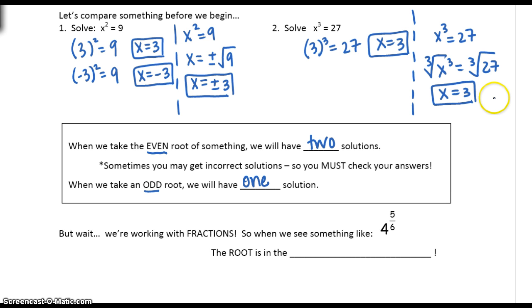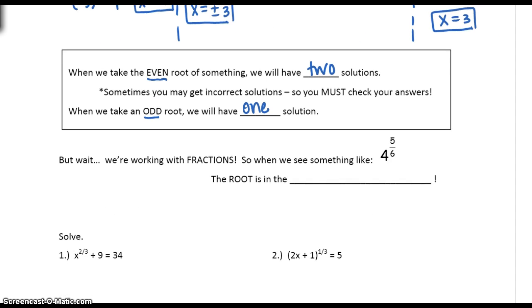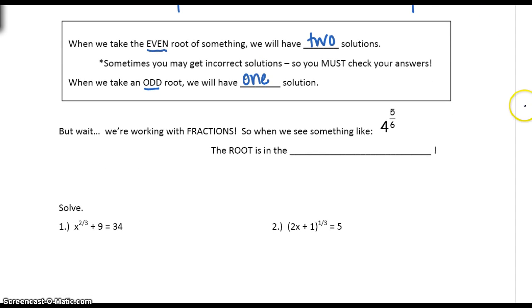So that's all fine and dandy up there, but that's some old school stuff. So we're getting into some new school stuff today, and we're going to be working with fractions as our exponents, which everybody loves. Very challenging and nice. So looking at this, how do I know what is the root? So 4 to the 5/6 is this. So if you remember this, that's what it looks like.